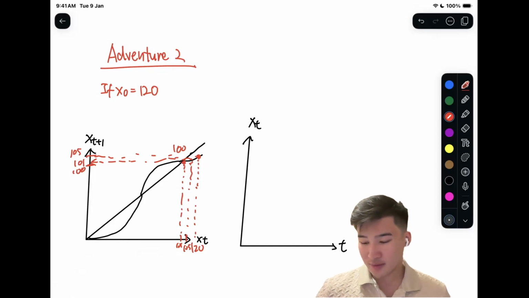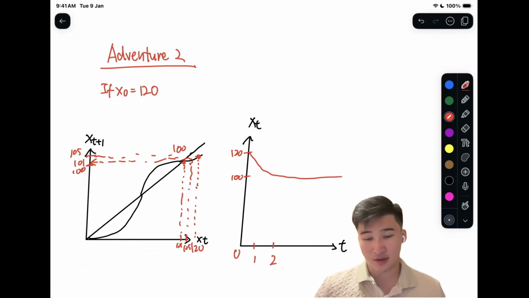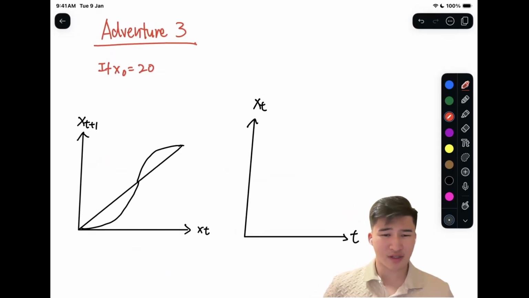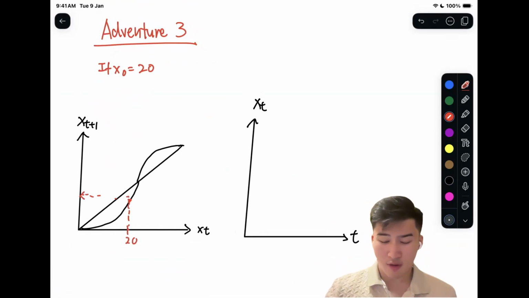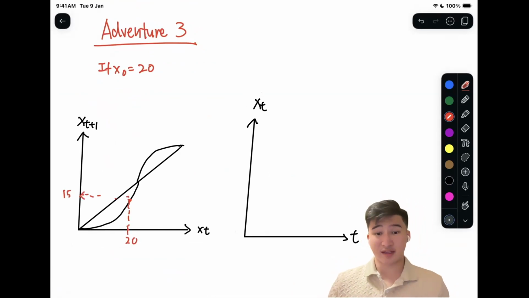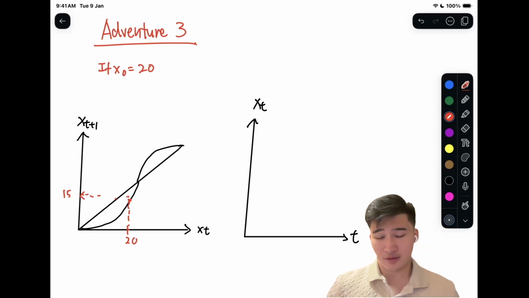So the graph is going to look something like this. From 120, we start at 120. There's 100. And we can start by, let's say, day 1, day 2. It goes something like this, and it just kind of plateaus from day 3, 4, 5. So here's adventure 3. Let's say we start at around 20. Tomorrow's population is going to be actually 15. So tomorrow's population is decreasing, actually, if you think about it.